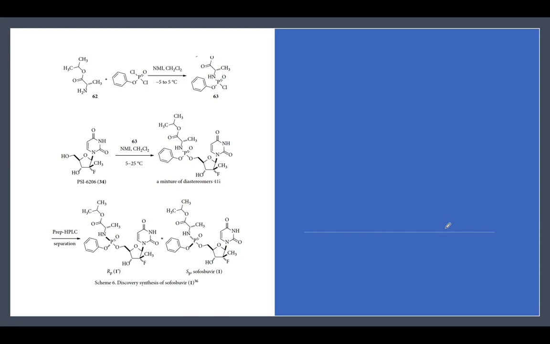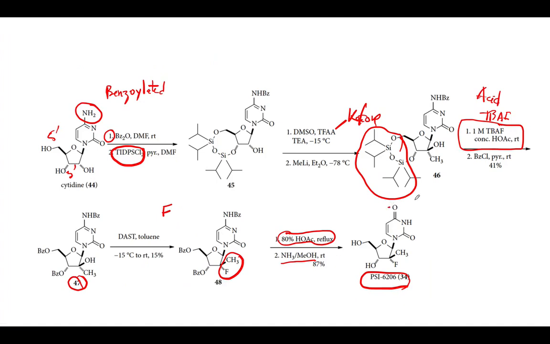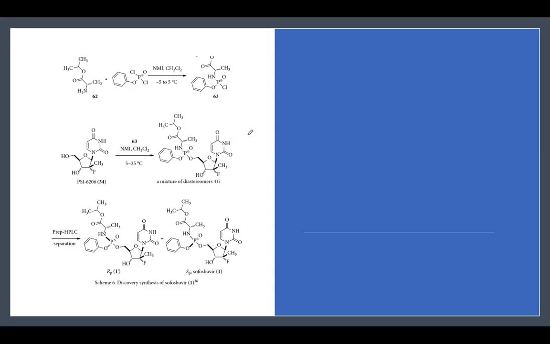Now, there are other reactions that are available to obtain this compound here. But for the sake of our lecture, we are only going to focus on the discovery process. All right, so let's talk about how 62 is going to be converted to 63 here. So how 62 and this compound here are going to give us 63.